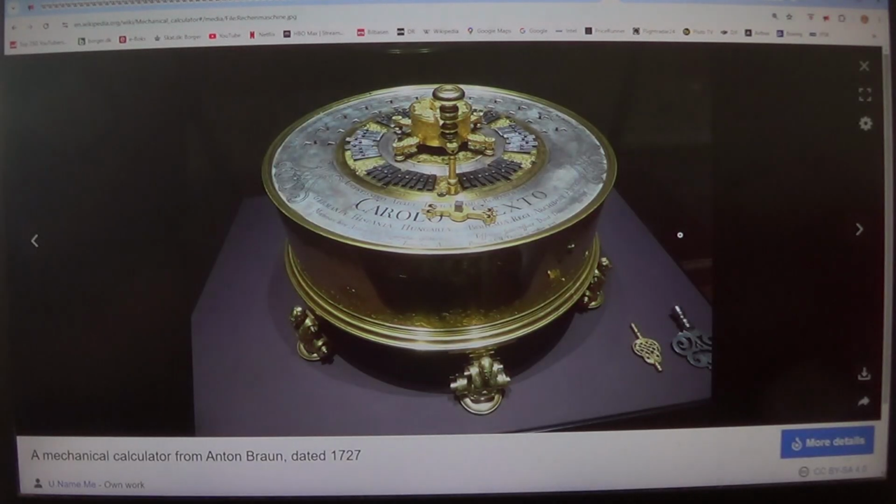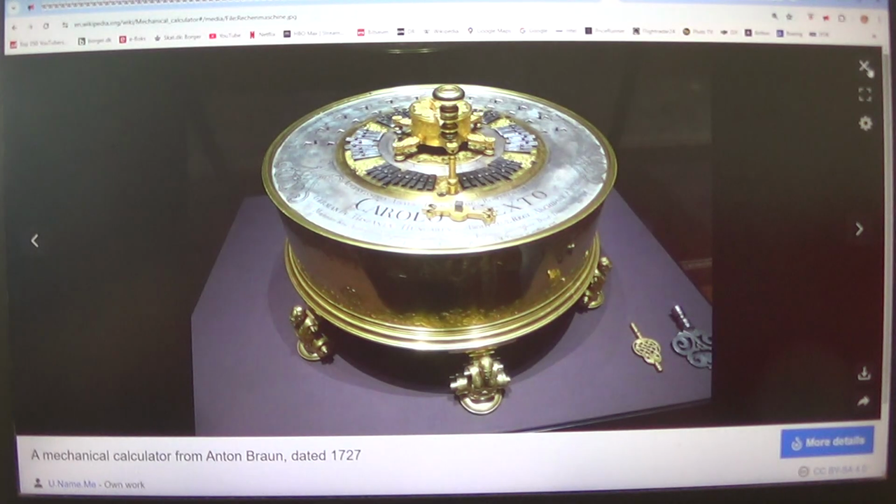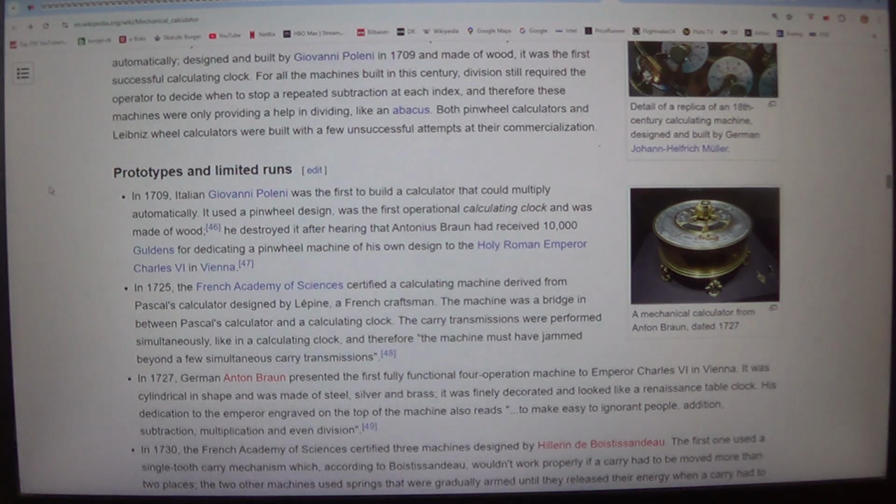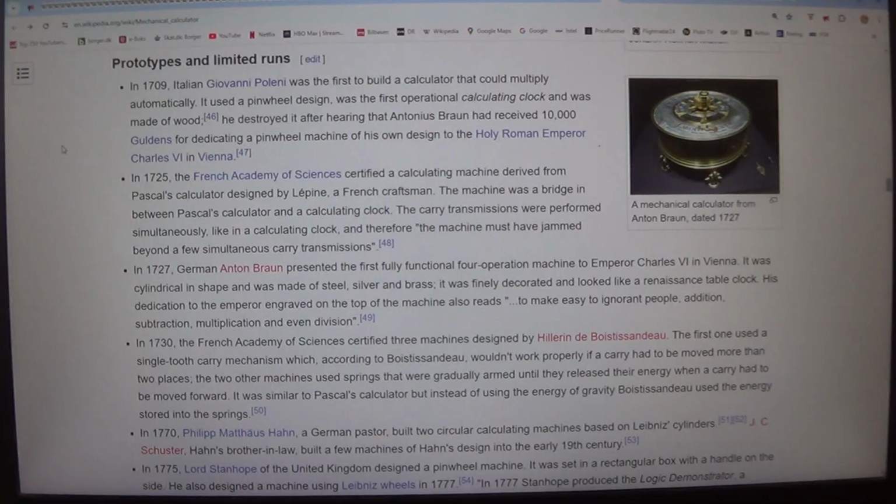Prototypes and limited runs. 1. In 1709, Italian Giovanni Pellini was the first to build a calculator that could multiply automatically. It used a pinwheel design, was the first operational calculating clock and was made of wood. He destroyed it after hearing that Antonius Braun had received 10,000 guldens for dedicating a pinwheel machine of his own design to the Holy Roman Emperor Charles VI in Vienna.